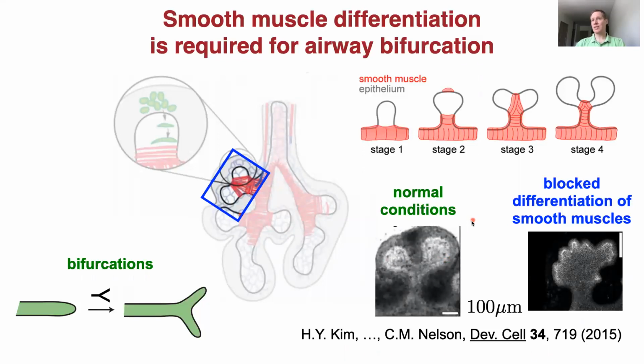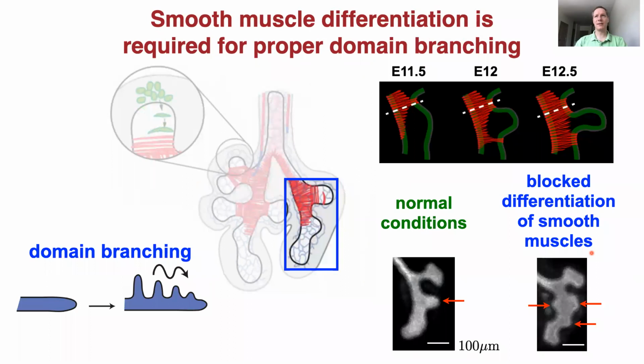But interestingly, if they use drugs on these lungs to prevent the differentiation of these smooth muscles, what they see is that they get these little buckles, and these are actually wrinkles, which I will try to show you later. What's happening is you have a layer of epithelium that's growing with respect to the surrounding mesenchyme, and because the epithelium is growing faster than the mesenchyme, the epithelium will be compressed and it's going to buckle. I'll show this later.